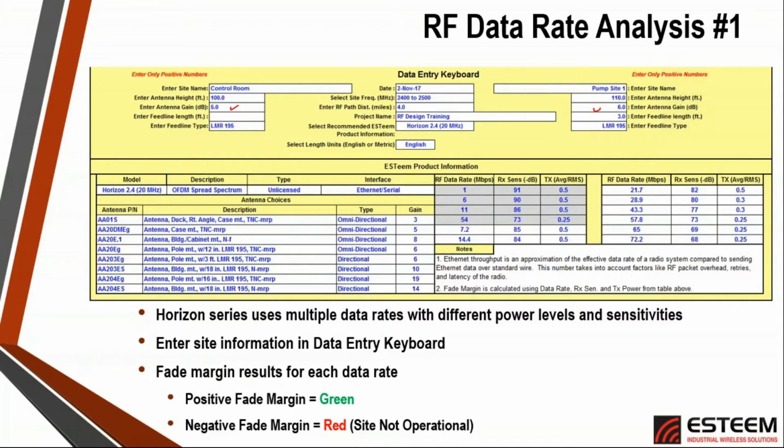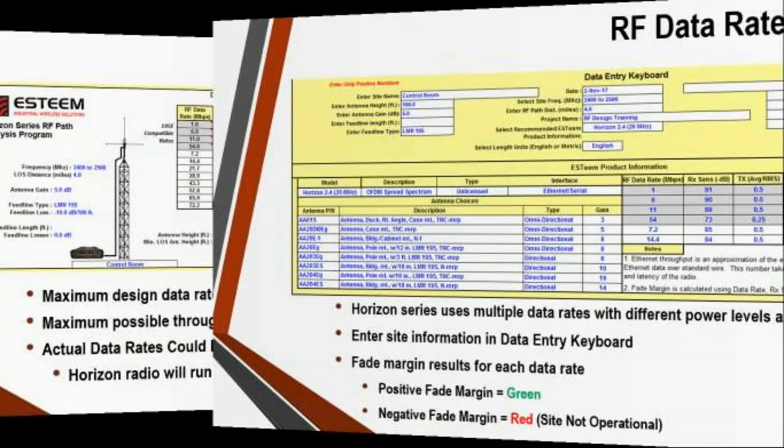The idea behind this is that if you'll notice there, anything that's basically a positive fade margin will show up in green, anything that ends up as a negative will show up in red. So it's easy to identify what the color combinations are going to be. So again, we enter this information.